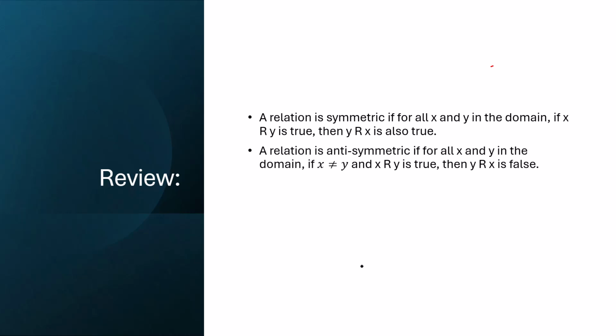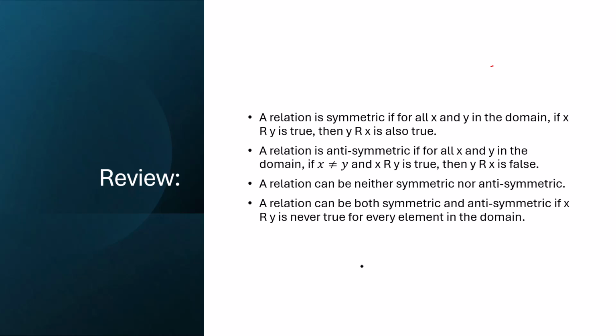On the one hand, for the symmetric, when we're thinking about what its graph looks like, every edge has the reverse edge, the edge going the other way. When it's anti-symmetric, we have the exact opposite. Whenever we have an edge, we're not going to have the edge going the other direction, unless it is a self-loop. And it turns out that we can have a relation that is neither symmetric nor anti-symmetric, and we can have a relation that is both symmetric and anti-symmetric if xRy is never true for every element in the domain.